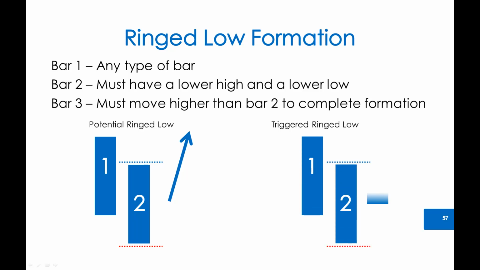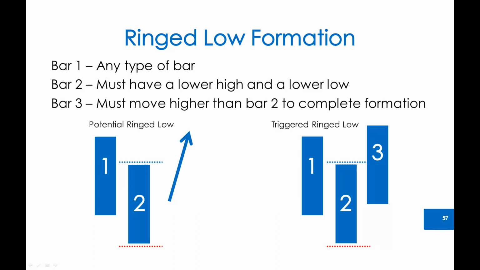So a triggered ring low formation is when the high of bar number 3 moves through and past the high of bar number 2. In this case, that would trigger the trade, and in this case bar number 3 is being shown here as a higher high than bar number 1. However, bar number 3 is not required to have a higher high than bar number 1. The only requirement is that the high of bar number 3 moves past the high of bar number 2 to trigger the trade.